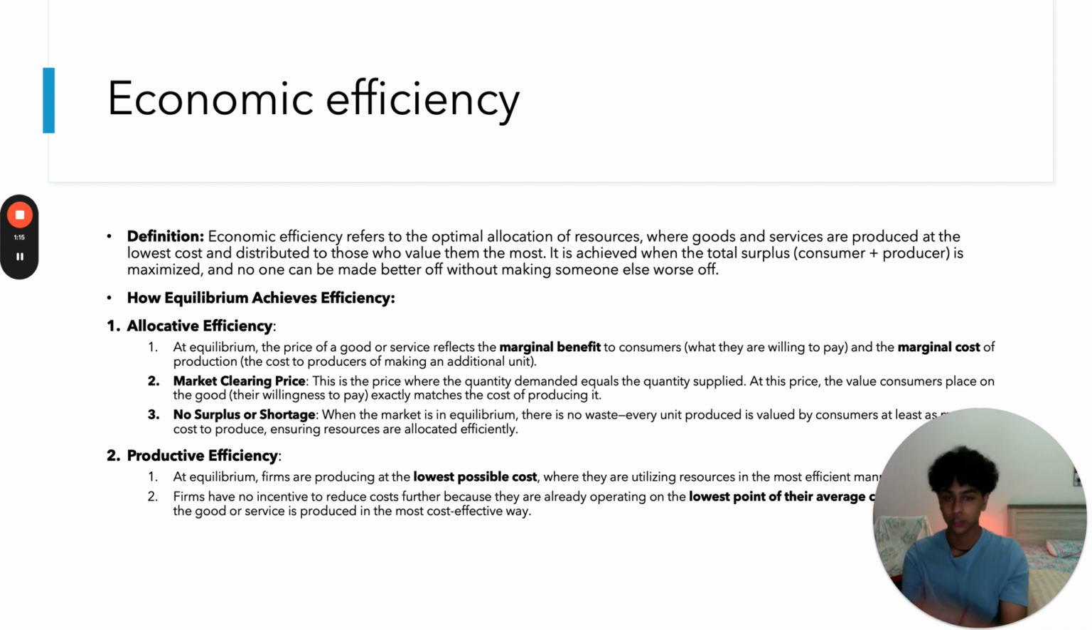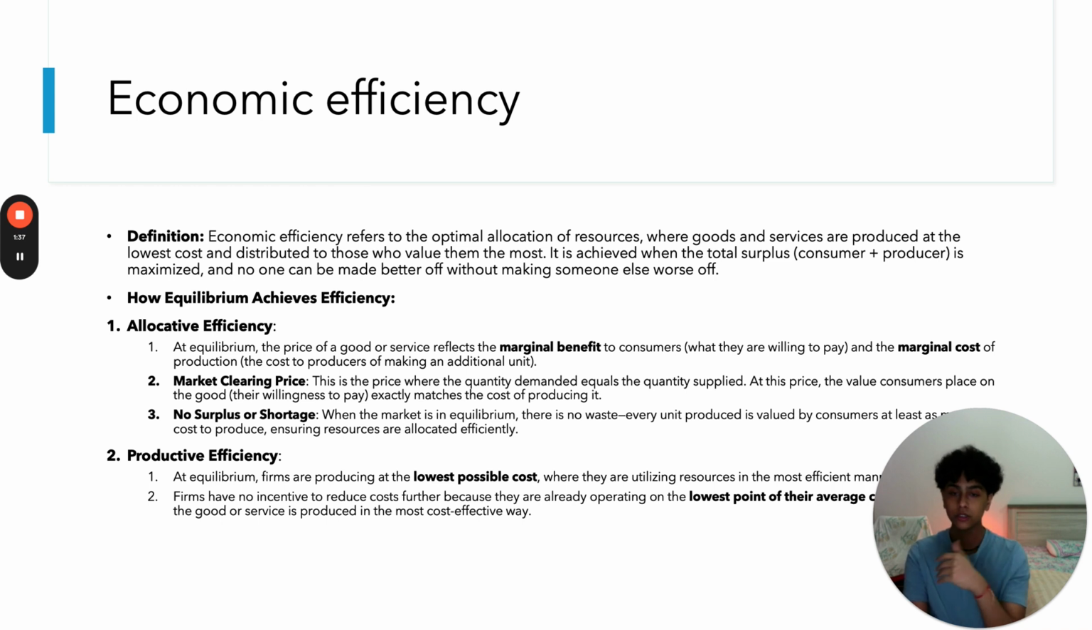This is the price where the quantity demanded exactly equals the quantity supplied, and at this price, the value consumers place on their good exactly matches the cost of producing it. So every valued good has already been produced at the equilibrium point, and therefore there is no surplus or no shortage. Productive efficiency as well.